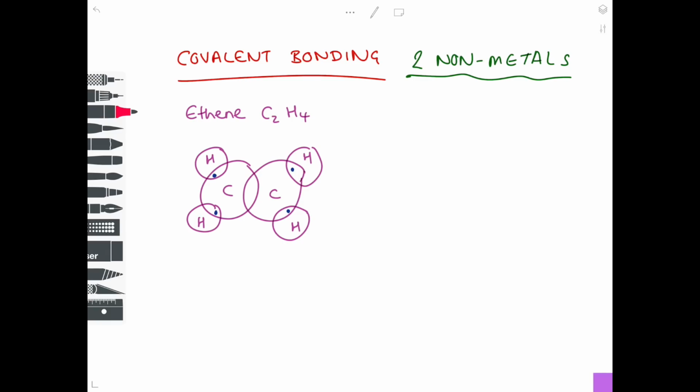Carbon has 4, so let's make sure that hydrogen's happy first of all. So 1, 2, 3, 4. Let's do the other side. 1, 2, 3, 4. And now have a look. Yes, all the hydrogens have 2 electrons in the outer shell, and each carbon now has 8, so that is correct.